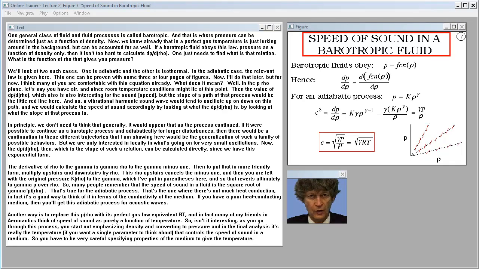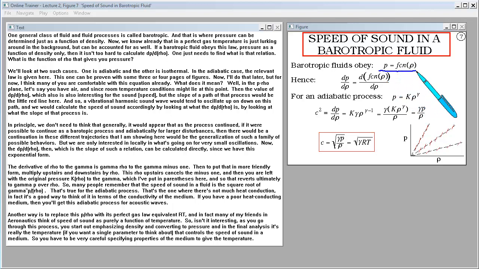One general class of fluid and fluid processes is called barotropic, and that's where pressure can be determined just as a function of density. Now we know already that in a perfect gas, temperature is lurking in the background, but it can be accounted for as well. If a barotropic fluid obeys this law, pressure is a function of density only, then it isn't too hard to calculate dp d rho. One just needs to find what is that relation. What is the function of rho that gives you the pressure? We'll look at two such cases. One is adiabatic, the other is isothermal.